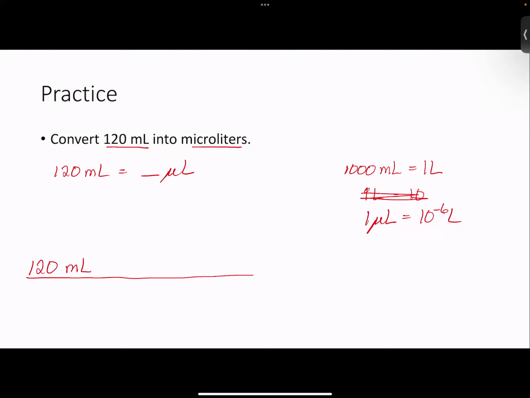120 milliliters. Our first conversion factor needs milliliters in it. There's 1,000 milliliters in 1 liter. The milliliters are placed in the denominator so that they will cancel out, leaving liters in the numerator. We then use the next conversion factor that has liters in it. 10 to the minus 6 liters is equal to 1 microliter. The liter was placed in the denominator so that the unit would cancel out, and we're left with microliters.